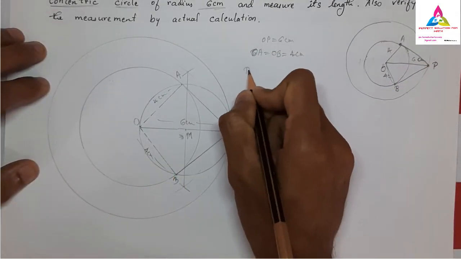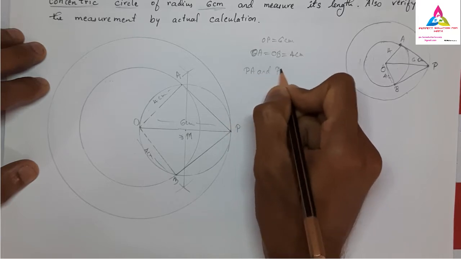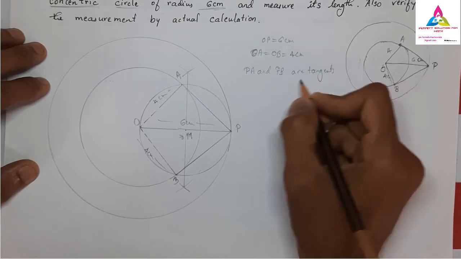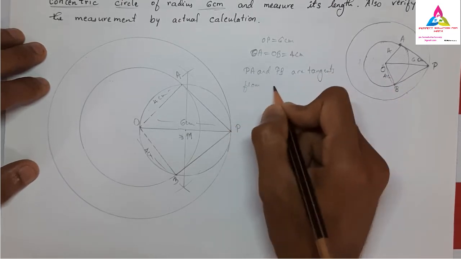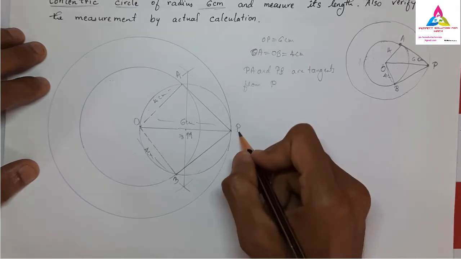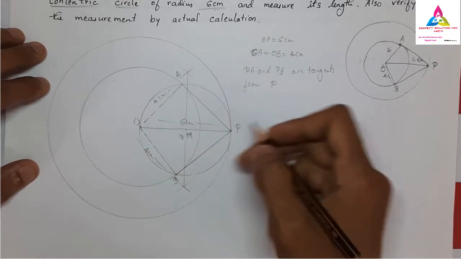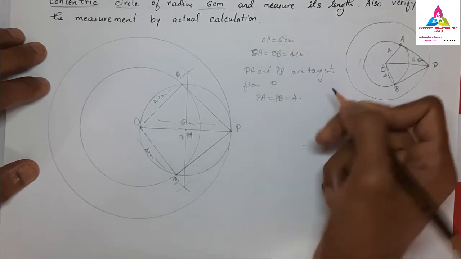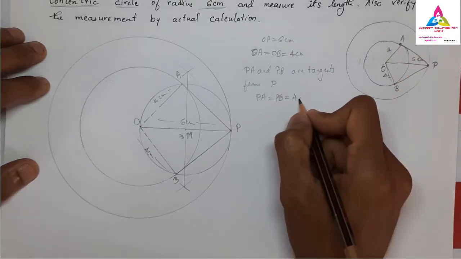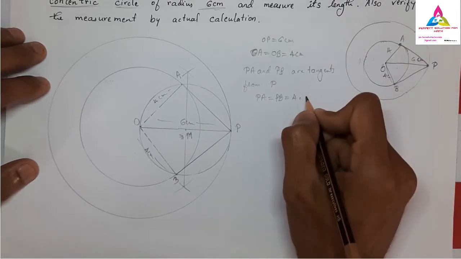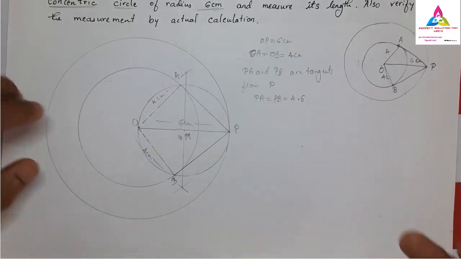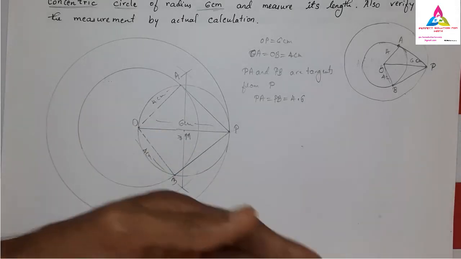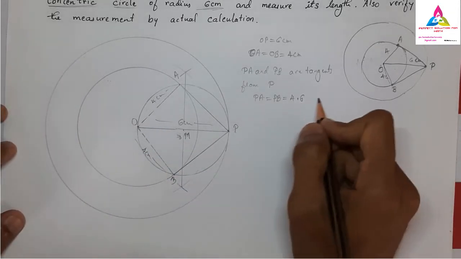So here I can write that PA and PB are tangents from P. The inside circle we have drawn. So you can write that PA is equal to PB is equal to 4.5 or 4.6 nearby. You can take 4.5 or 4.6. I will take 4.6, because it is in between 4.5 and 4.6, so as a round figure we will take 4.6.